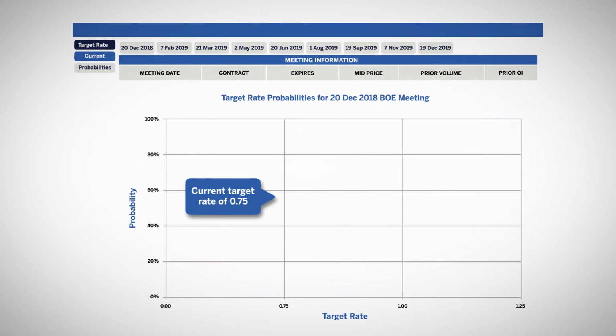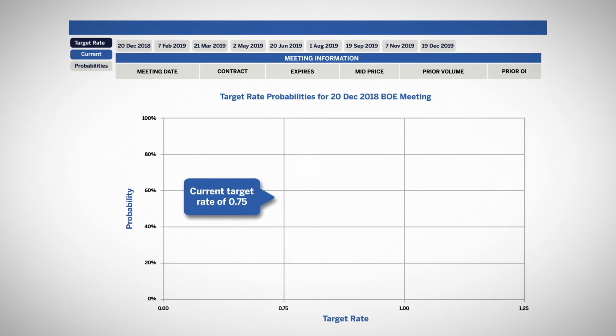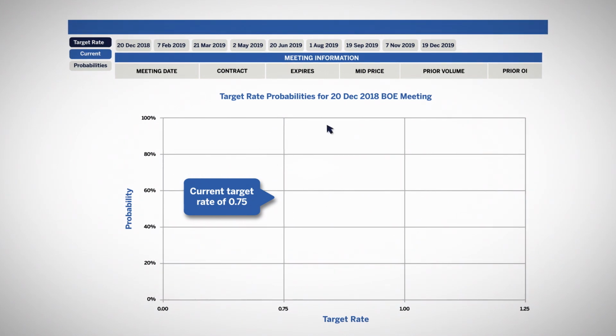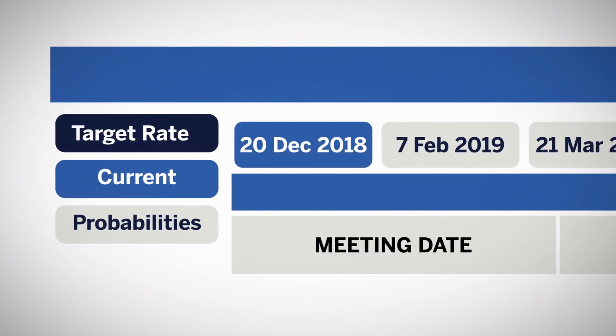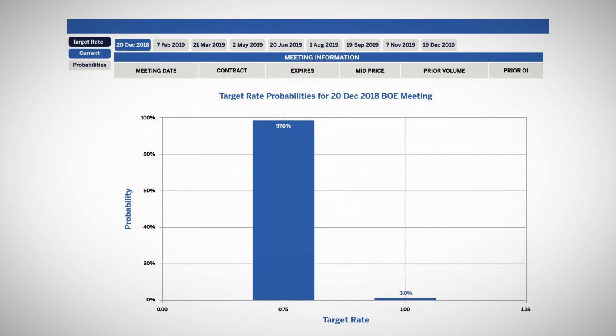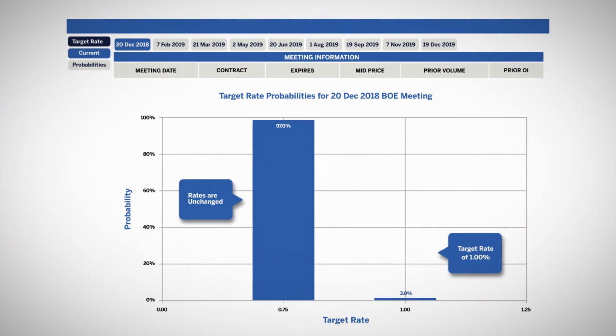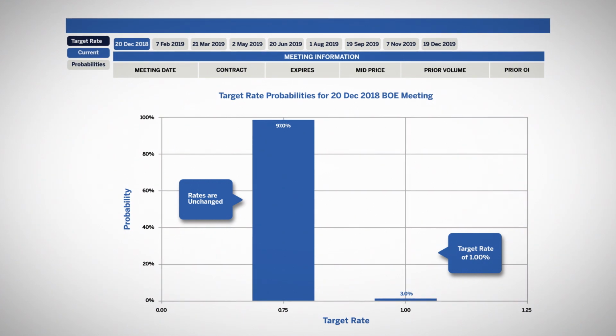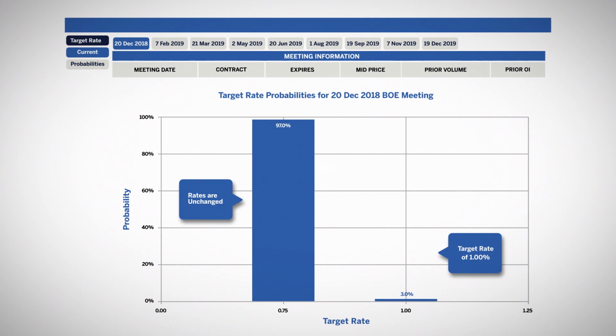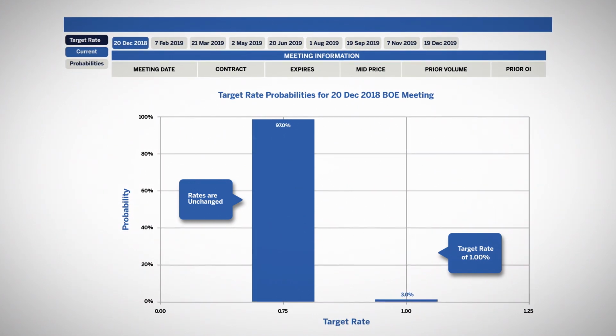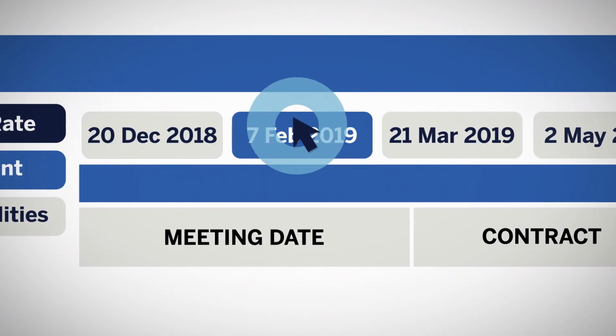Let's assume that the BOE's target is currently set as 0.75 or 75 basis points. Select the tool's output for the nearest meeting, which has 2 potential outcomes. The bar on the left represents the probability that the rate is unchanged, and the bar on the right shows the probability that the rate will be increased by a single 25 basis point increment to a target rate of 1%.